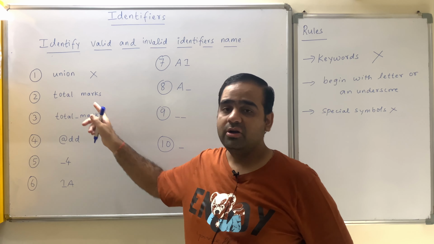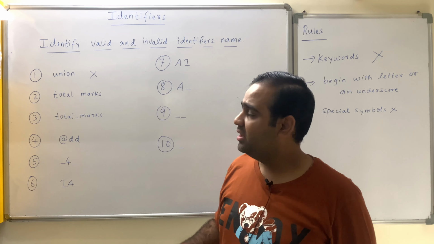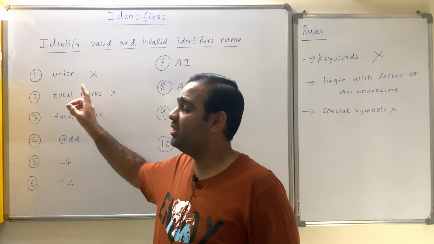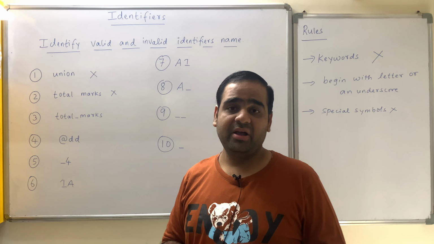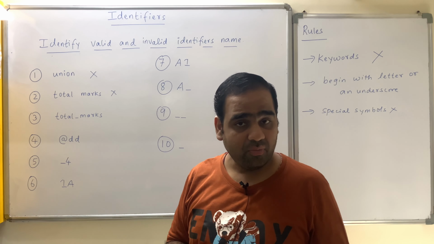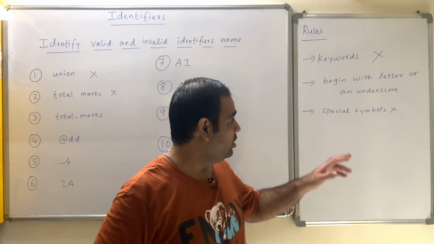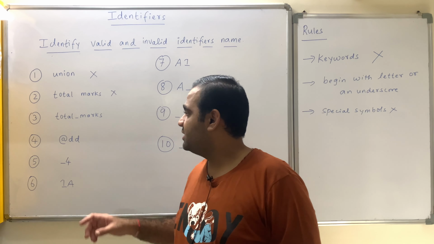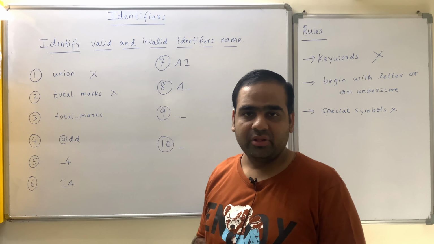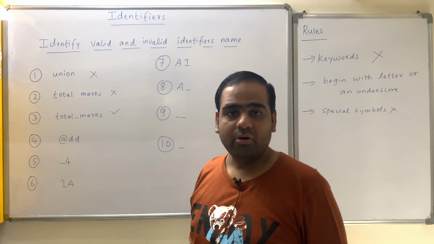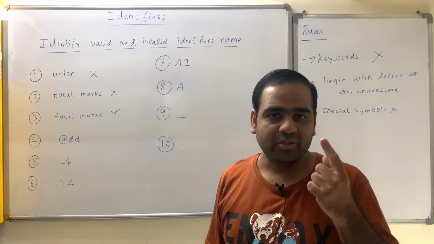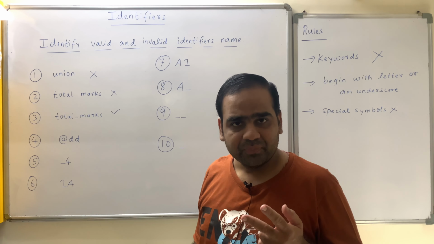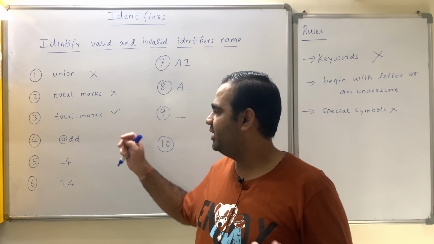The second one is total marks with a space. It is also an invalid identifier name because there is a space in between. An identifier name should not have any special symbol and space is a special symbol. The only special symbol allowed is an underscore. Next, third one, total underscore marks. It is a valid identifier because it satisfies all the rules. It is not a keyword. The starting is an alphabet or underscore and there is no special symbol over here.